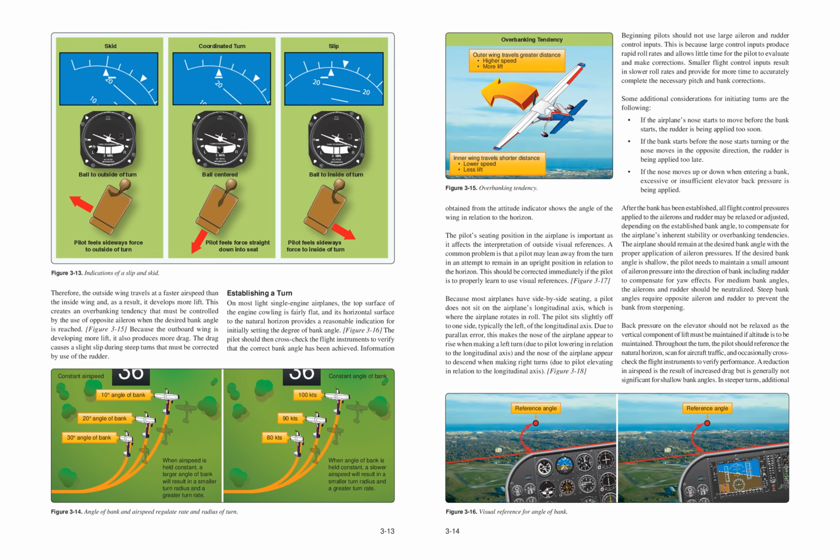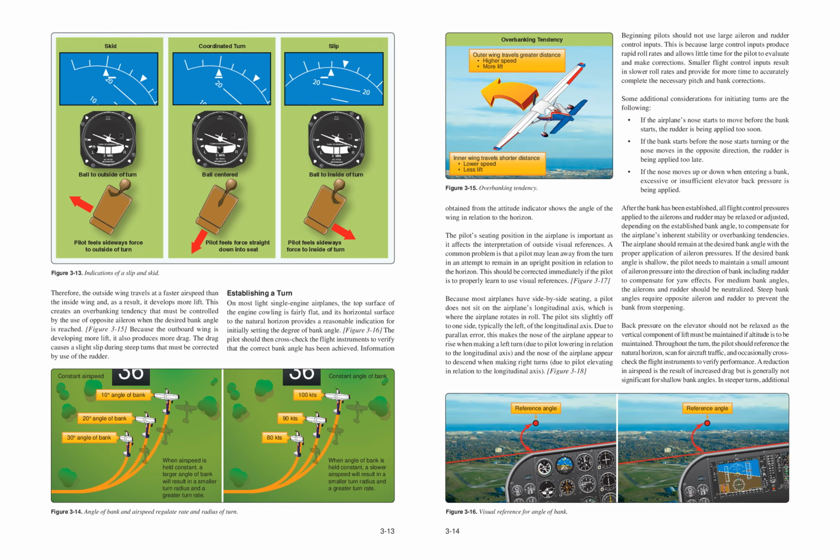Constant airspeed. Establishing a turn. On most light single-engine airplanes, the top surface of the engine cowling is fairly flat, and its horizontal surface to the natural horizon provides a reasonable indication for initially setting the degree of bank angle. Figure 3-16. The pilot should then cross-check the flight instruments to verify that the correct bank angle has been achieved.